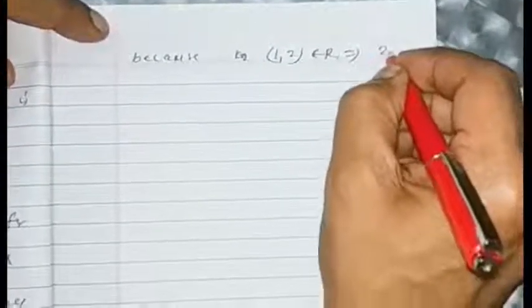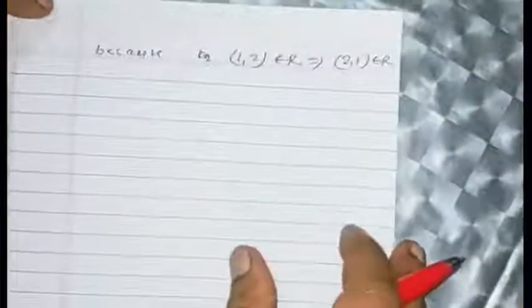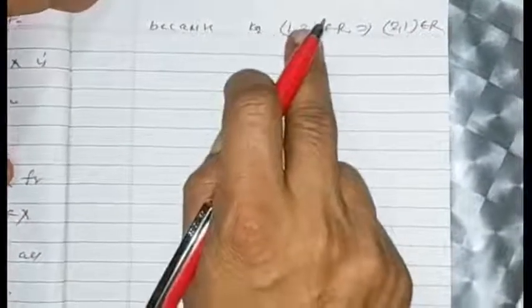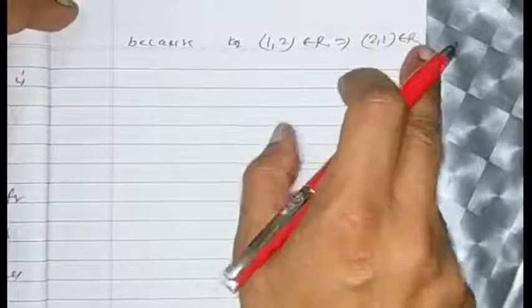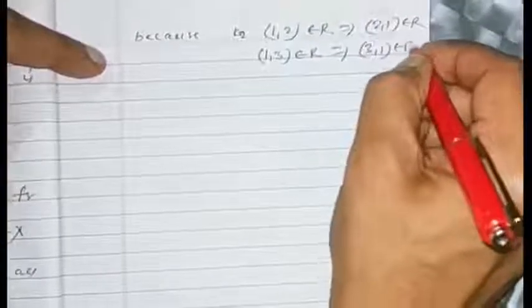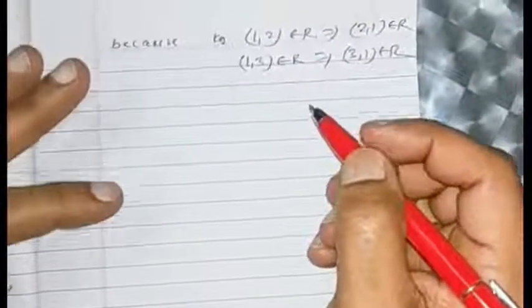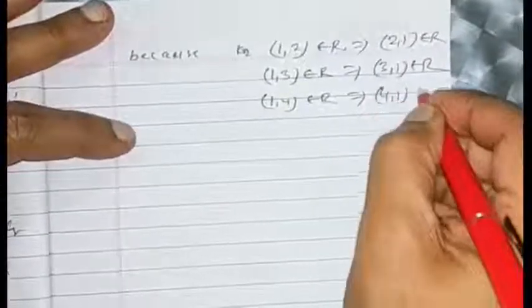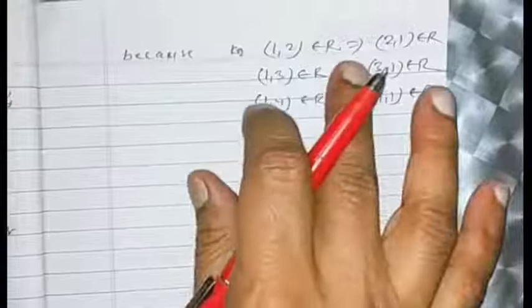because (1,2) belongs to R implies (2,1) also belongs to R. That is, (x, y) belongs to R implies (y, x) belongs to R. Similarly, (1,3) belongs to R implies (3,1) also belongs to R, and (1,4) belongs to R implies (4,1) also belongs to R. Hence R is a symmetric relation.